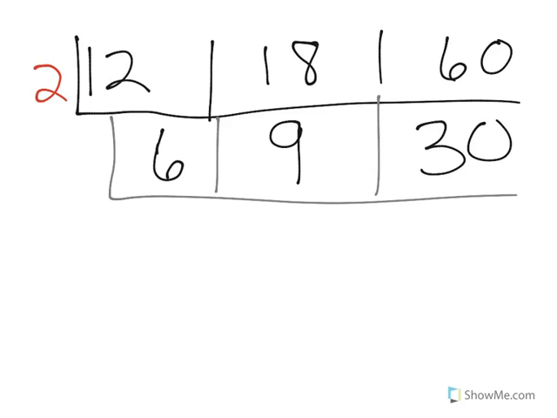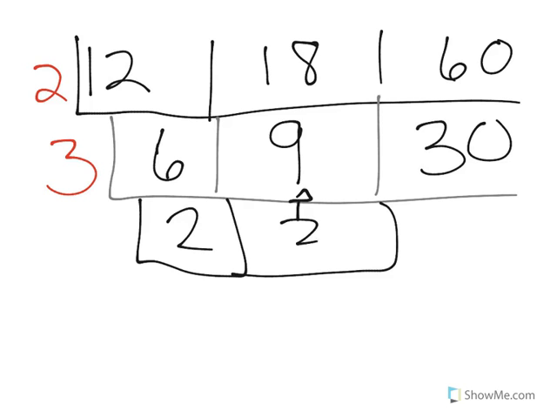Now, think about a prime number. What prime number could go into all of those? 2 can't go into 9, so we can't pick 2 again. How about 3? 3 can go into each one of those. So I'm going to pull 3 out of each of them, which leaves me with 6 divided by 3 is 2, 9 divided by 3 is 3, 30 divided by 3 is 10. Now, is there any other prime number I can pull out this time? I couldn't pull out a 2, I couldn't pull out a 3, there's nothing else I could pull out.